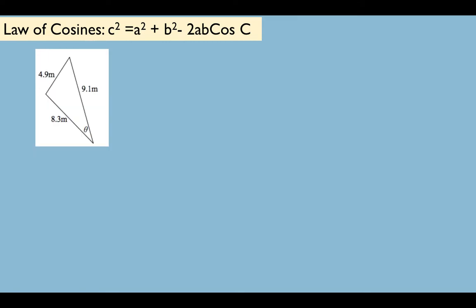Now, we're going to talk about how to use the law of cosines to find the missing angle. The missing angle that this problem is asking for is right here. It wants you to find the angle, and we call this Greek symbol theta.